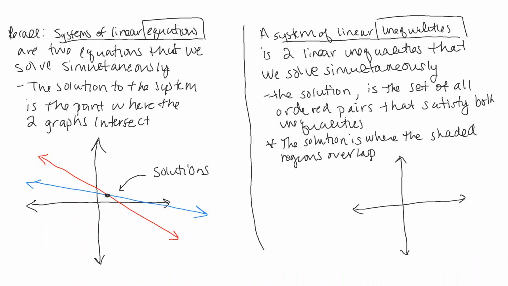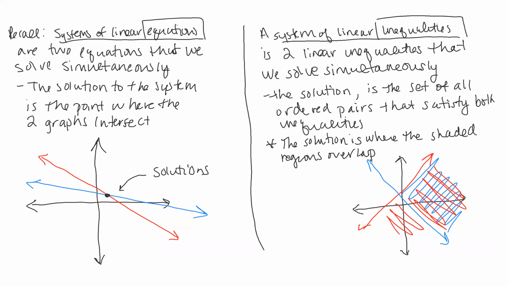So let's say we have some line that does maybe this, and we have another line that does this. And let's say we want to shade the half plane above the blue line and the half plane below the red line. Well, what that would do is it would give us this. This is where the shaded regions would overlap, okay? So you would have this right here.